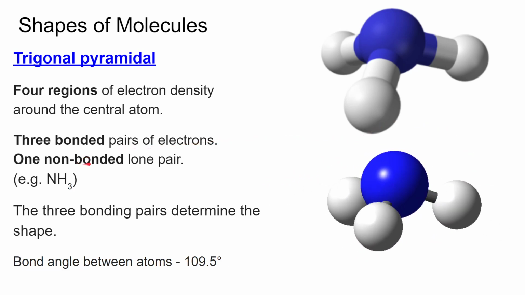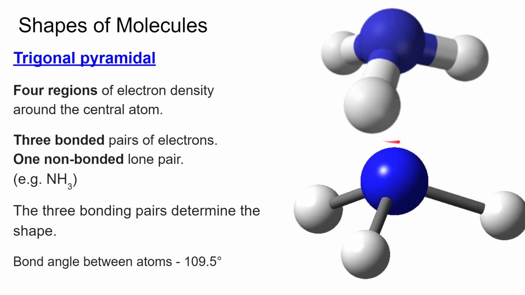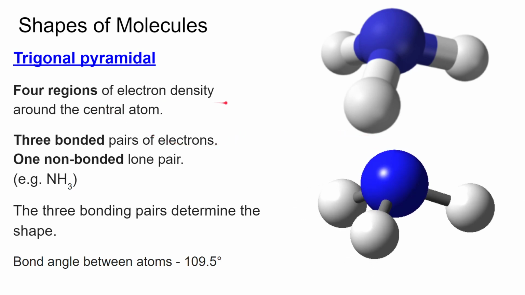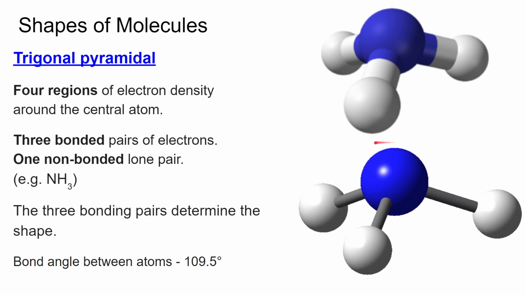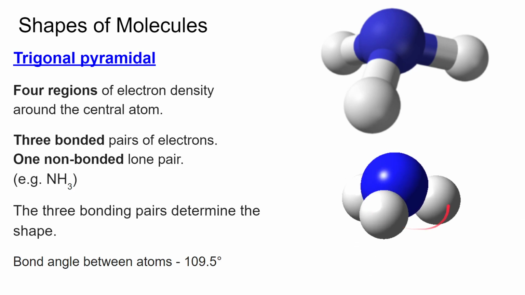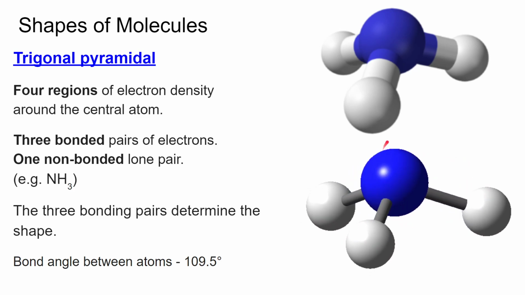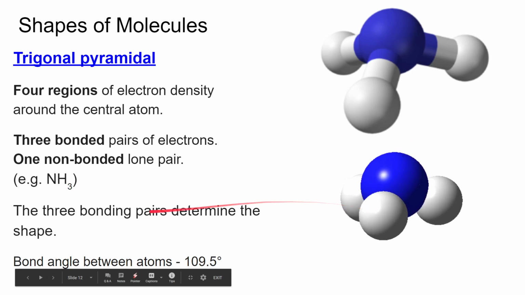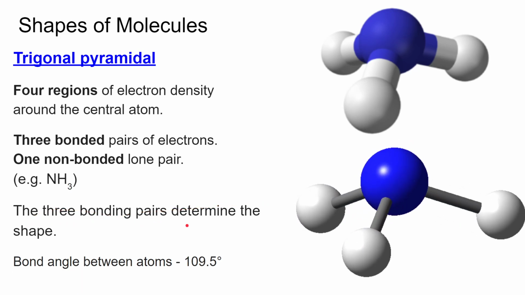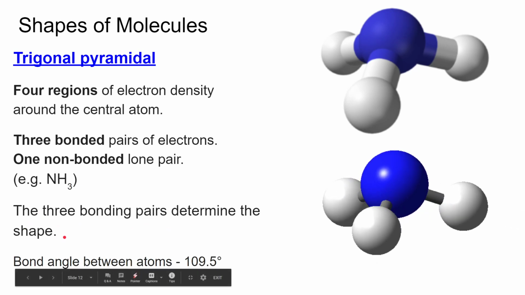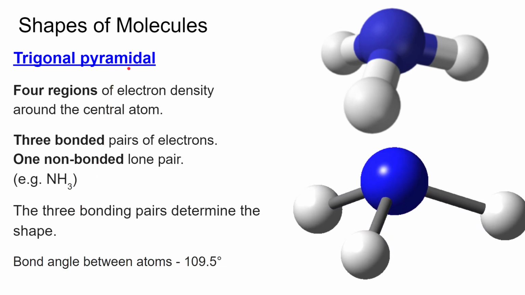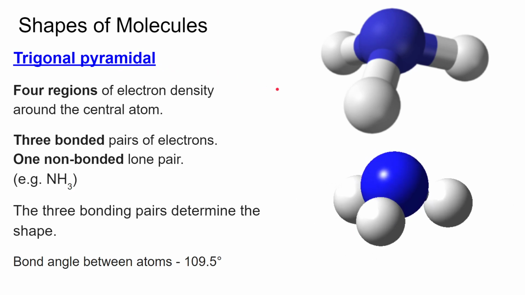And we've got one non-bonded lone pair of electrons here. This lone pair still counts as an electron dense region because it's got electrons in it. And so it looks like this, since we can't actually see the electrons, but they're pushing these atoms downwards. So the three bonding pairs determine the shape of the molecule, meaning it's trigonal pyramidal as opposed to tetrahedral, and the bond angle is still 109.5 degrees.